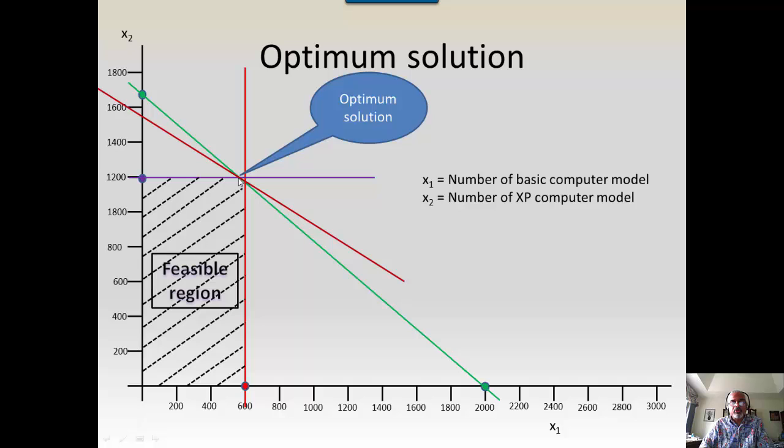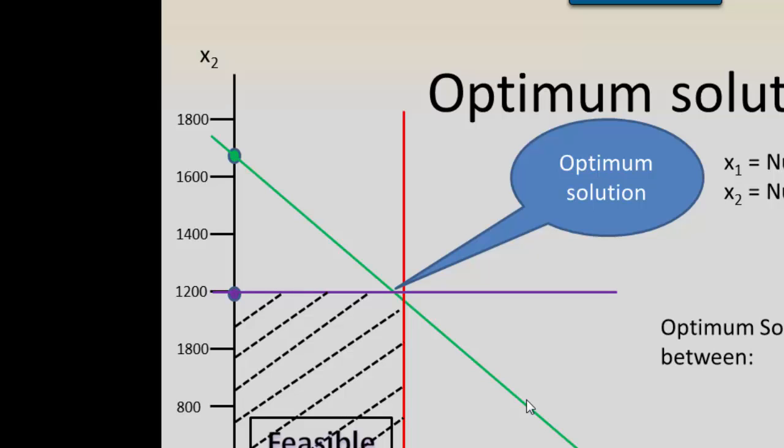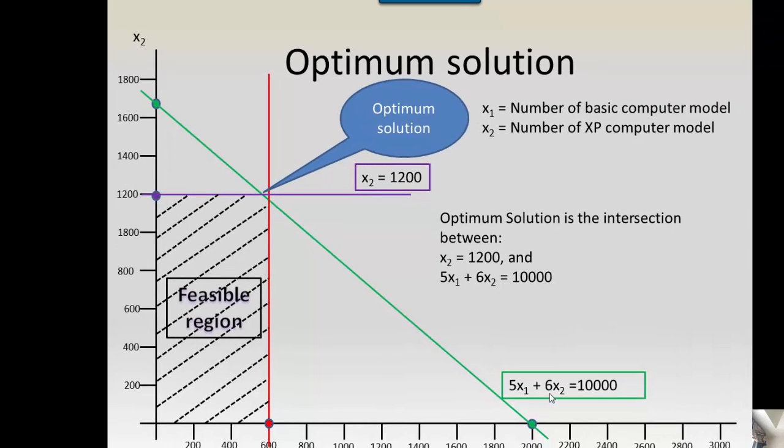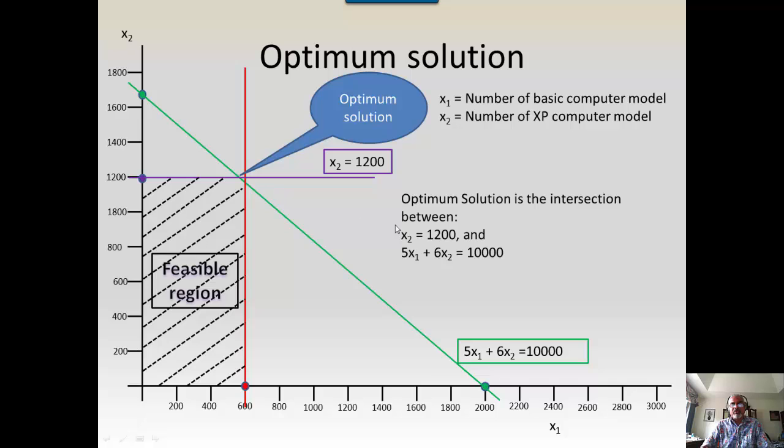That represents the optimum solution, and that is an intersection between the purple line and the green line. So we need to look at the intersection between the purple line, which is x sub 2 equal to 1200, and the green line, which is assembly, which is 5x sub 1 plus 6x sub 2 equal to 10,000. So with these two, now we can solve. Okay, x sub 2 is 1200. You substitute x sub 2 here with 1200, and you solve for x sub 1, and you get 560 for x sub 1 and 1200 for x sub 2.